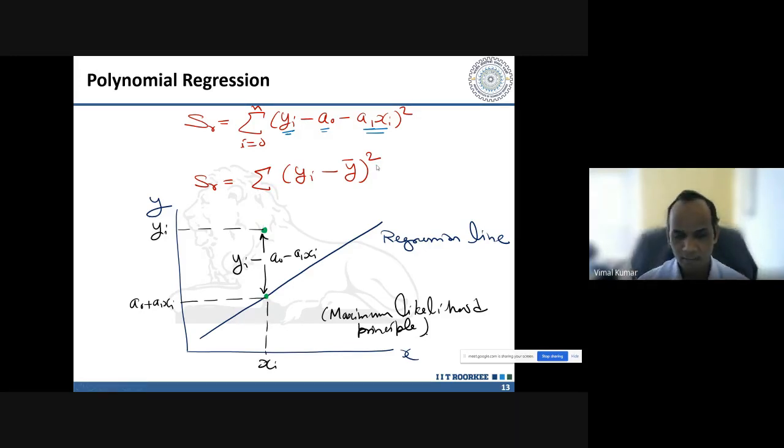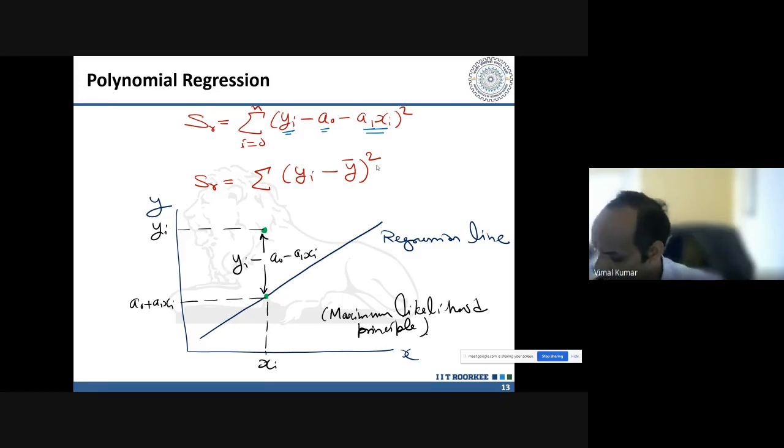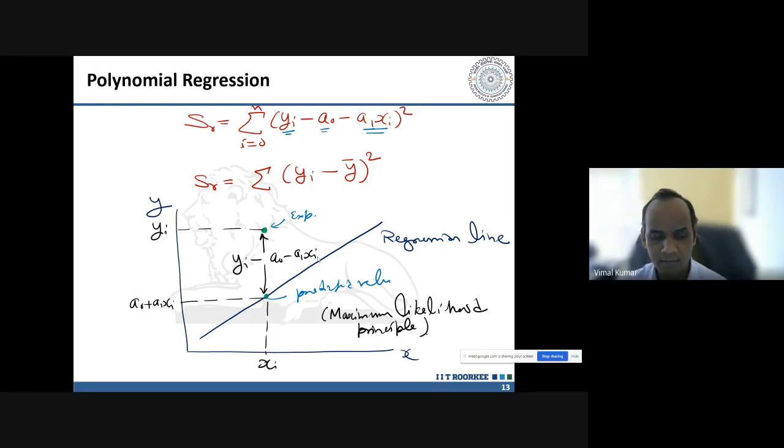If I plot this, the green points are my experimental data. This blue line is the regression line, and these points correspond to the regressed or predicted values. So this tells me that the deviation between the experimental and the predicted value is yi minus a0 minus a1 xi.